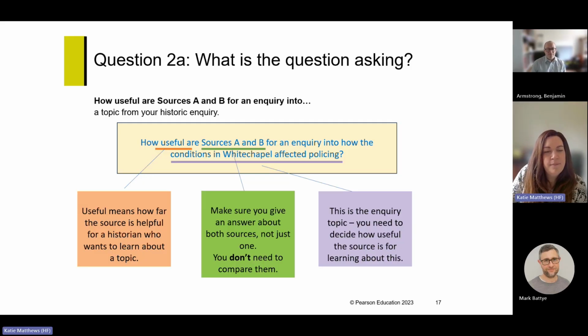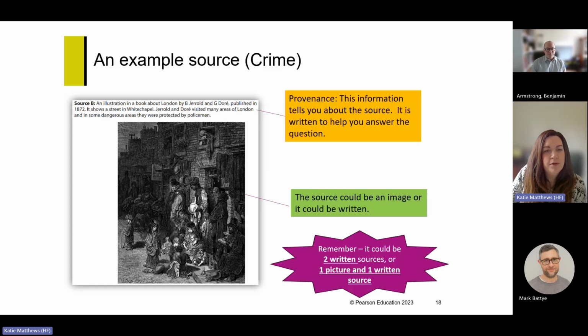Okay, let's maybe have a look at an example of one from the crime paper then, Ben. So this is an example of a source. This source is actually an image. Remember that not all of the sources on your exam will be images. Some of them will be written. It's possible you'd have 2 written sources and no images at all, or you might have a picture like this one and then a written source. So you need to be prepared for whichever type of sources are on the paper.